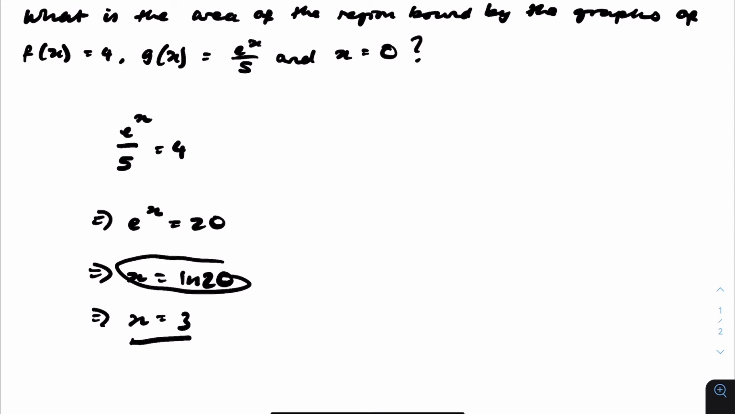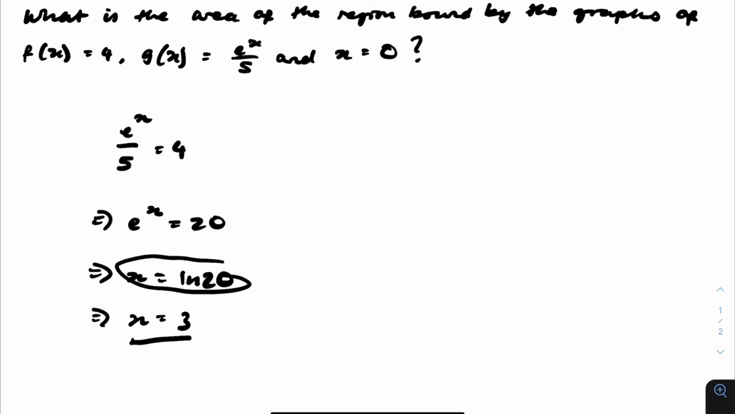Now, the important thing we need to do is be able to recognize which function is above the other in between this range. So in between 0 and ln 20, which function has a greater value, essentially? And the way we can find that out is substituting any value in between 0 and 3, since those are the only 2 points where the graphs cross over.